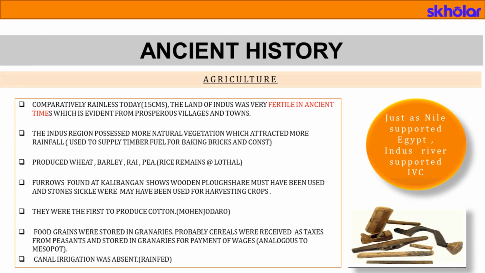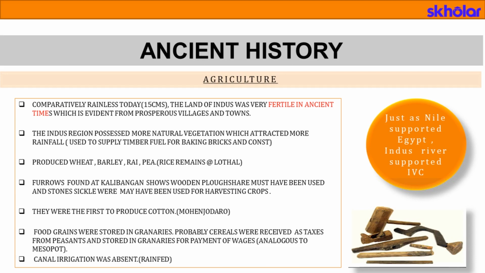This region, the Sindh region, which is comparatively rainless today, was very fertile in ancient times. It is evident from the prosperous villages and towns that grew in the Indus Valley to be urban centers. And that is how we conclude that it was a very fertile land in ancient India. The Indus region possessed more natural vegetation which attracted more rainfall. This natural vegetation used to supply timber fuel for baking bricks and for construction activities.